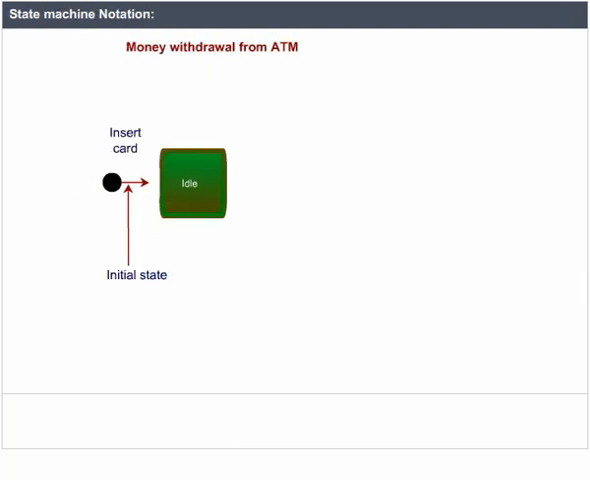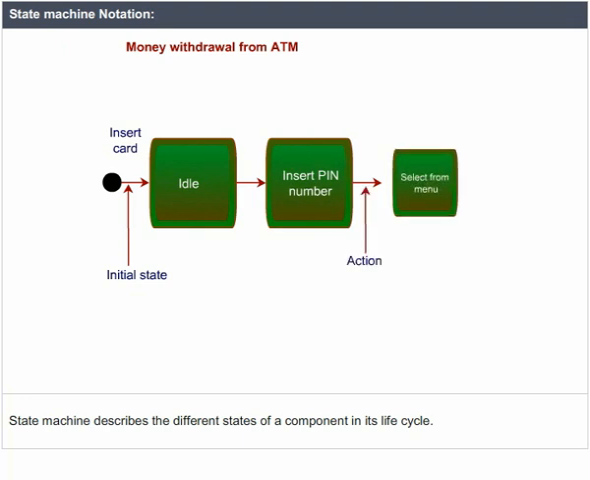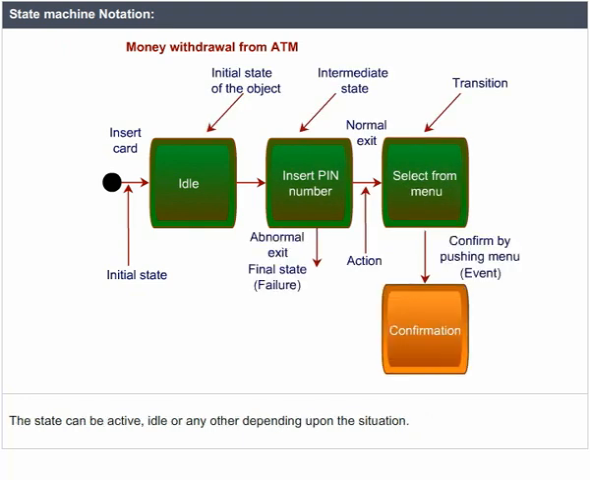State machine notation. State machine describes the different states of a component in its life cycle. The state can be active, idle, or any other depending upon the situation.